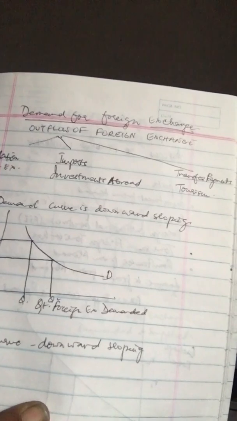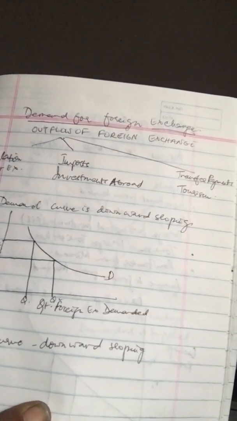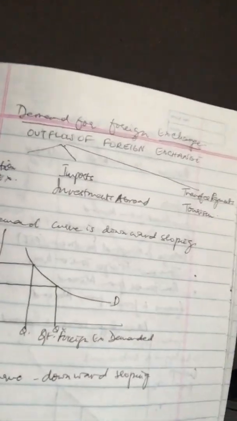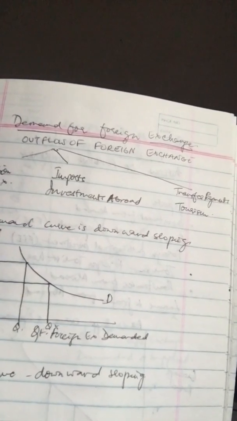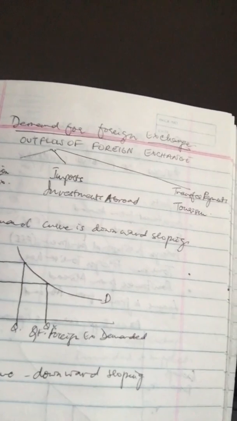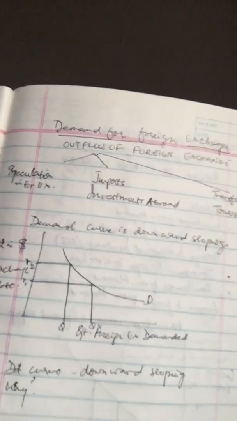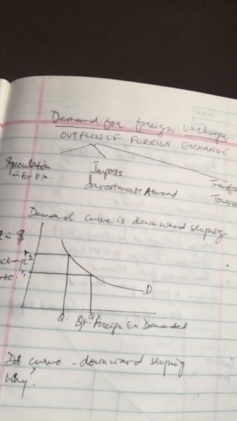Now, what is the relationship between exchange rate and demand for foreign exchange? You can see in the figure that it is a downward sloping curve. It shows an inverse relationship between exchange rate and demand for foreign exchange. When exchange rate rises, demand for foreign exchange falls, and vice versa. That is why the demand curve for foreign exchange is downward sloping. You can see it in the diagram. When the exchange rate goes down, there is an increase in foreign exchange demand.